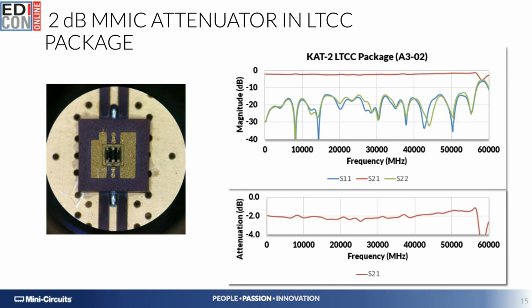Speaking of test data, I want to share with you some of the test measured results on a CAT-2, which is a 2 dB attenuator as a package unit mounted on a test board.